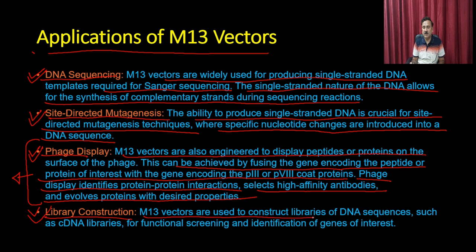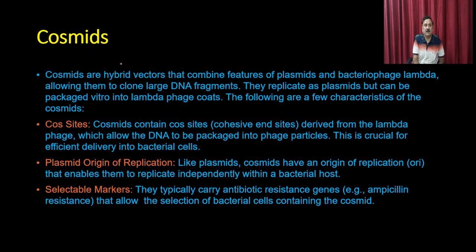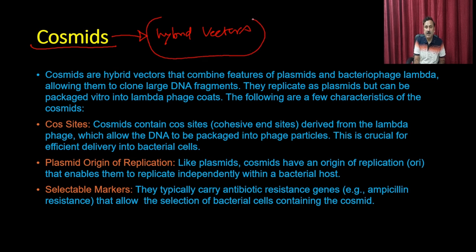So, M13 vectors are used to construct libraries of DNA sequences, such as the cDNA library, or for functional screening and identification of the gene of interest. Now, talking about the more vectors, these are the cosmids. Cosmids are hybrid vectors, right? And they are very important and useful. So, cosmids are hybrid vectors that combine the features of plasmids and bacteriophage lambda, allowing them to clone large DNA fragments. They replicate as plasmids, but can be packaged into the lambda phage coat.